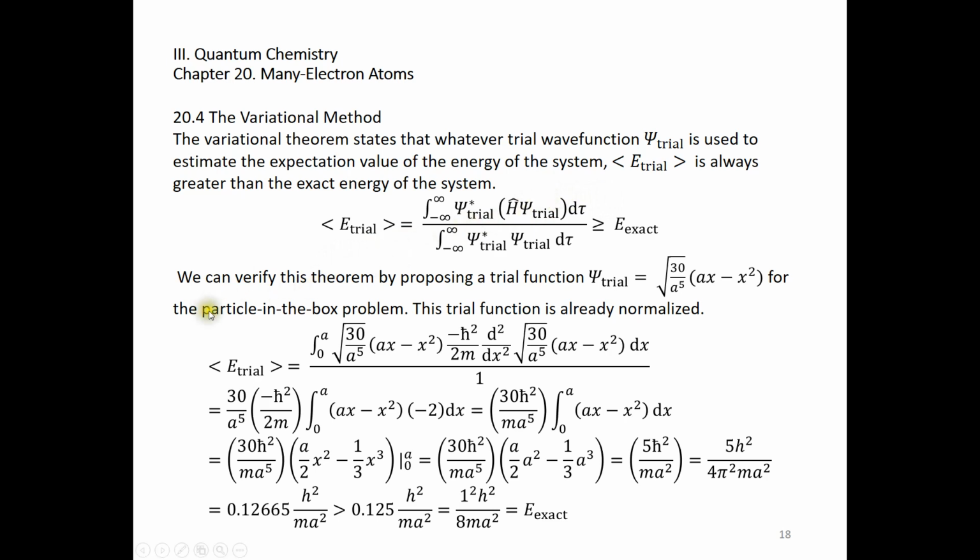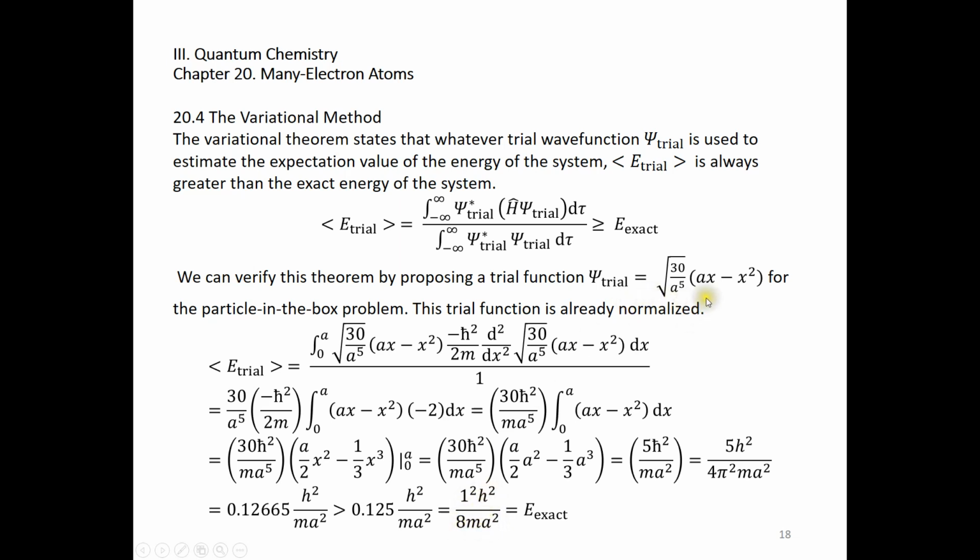We can verify this theorem by looking at one specific example. The particle in the box example. We know the exact energy of the particle in the box problem. It should be n squared times h squared over 8ma squared. When n is 1, we get 1 squared h squared over 8ma squared.